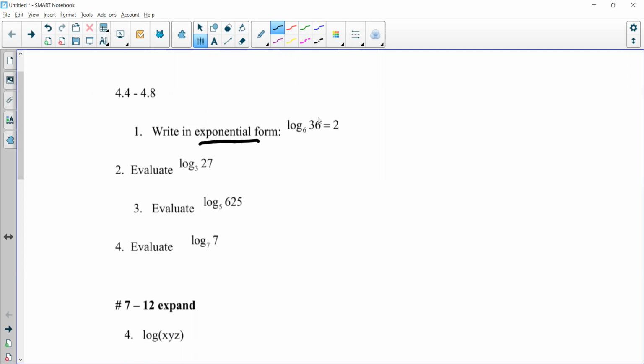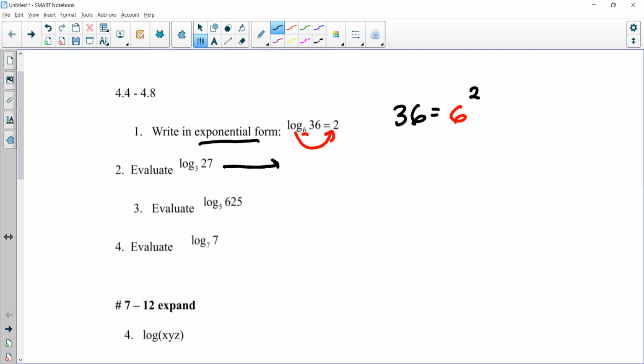Write in exponential form. Now, we kind of talked about this in the later questions about solving, but if you have log base 6 of 36, you could bring the base to the other side and it becomes 36 equals 6 to the second power. So when I say write in exponential form, it should look like an exponent. So 6 to the second power.